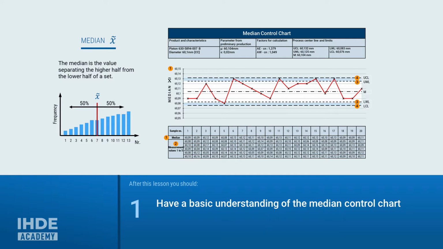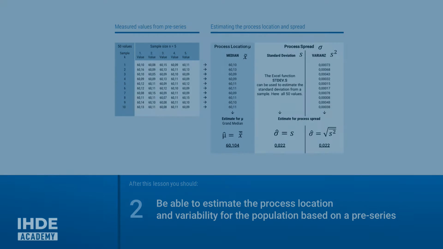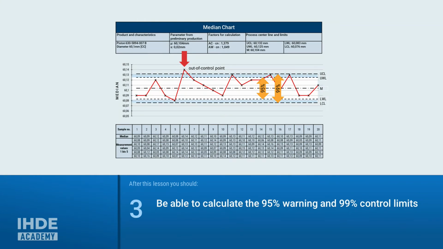First of all, of course, you should be able to name the main basics of a median chart. Second, you should be able to calculate the medians of the samples, the process location, and the standard deviation on the basis of samples. And finally, of course, you should be able to calculate the warning and control limits of a median chart.